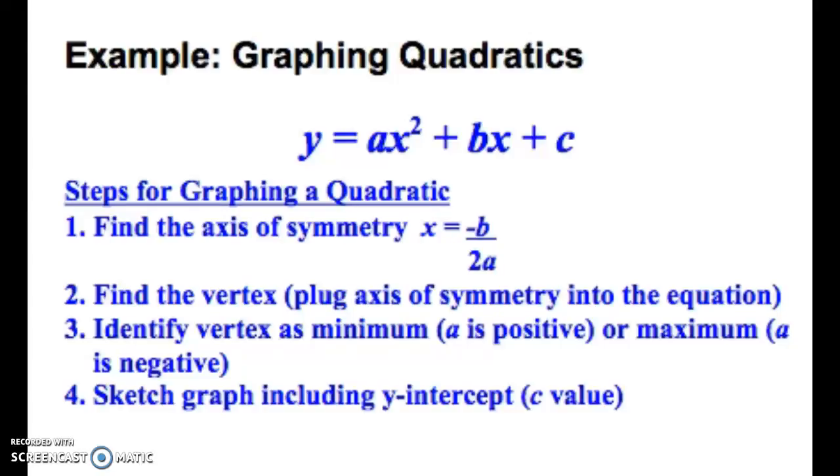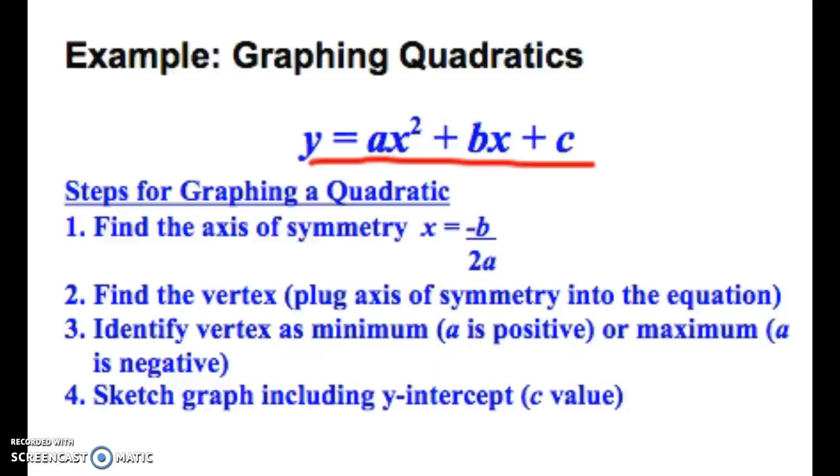Okay, now we are going to transition to graphing quadratics. We already talked about quadratics being in this form: y equals ax squared plus bx plus c. And as I mentioned, it has to have an x squared in it. It doesn't have to have a bx or a c. As long as it has x squared, it's going to be a quadratic formula. It's going to be a parabola.